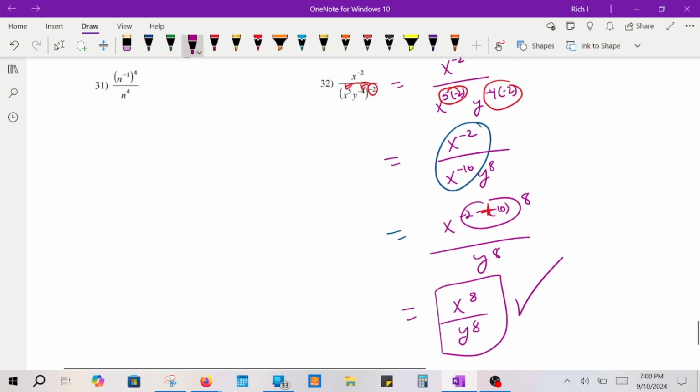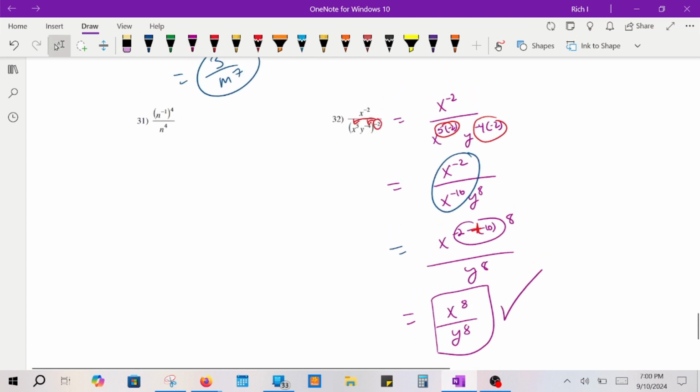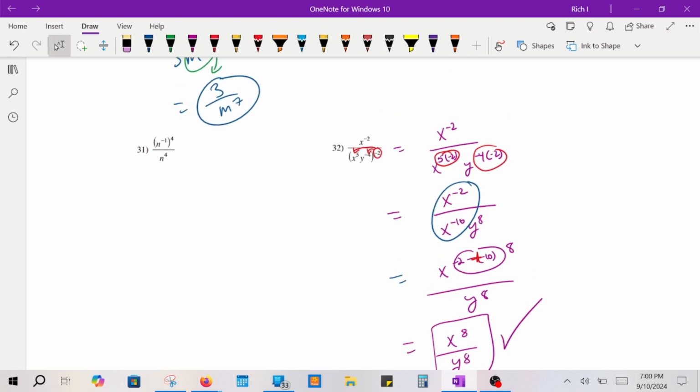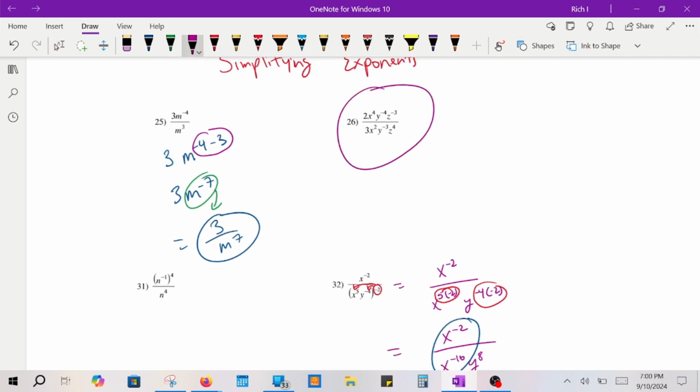So this is what I want you to do. Take a really good look at this process. Again, just track your negatives, and like I said, save the moving things up and down until the end and just do the math. You have a problem 26 and a problem 31 that you can try on your own, and I think that'll give you great practice.